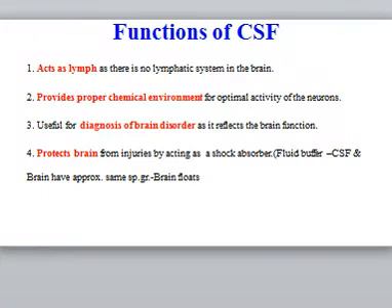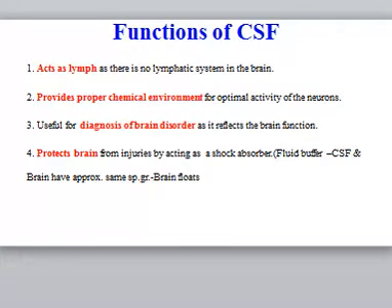And followed by that we are going to see the function of the CSF. It acts as a lymph, because there is no lymphatic system in the brain. It provides the proper chemical environment for optimal activity of the neuron, and is useful for the diagnosis of brain disorders. It reflects the brain functions, and protects the brain from injury by acting as a shock absorber.